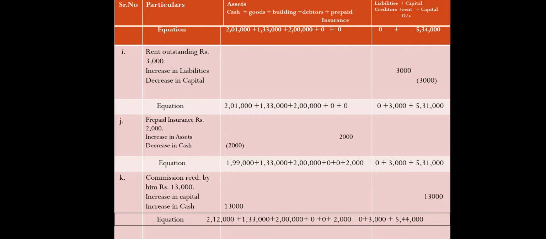Then comes commission received by him, rupees 13,000. You are receiving commission, it's an income for you. When there is an income, an increase of capital is automatically observed. So 13,000 we are going to include in the capital, that is capital increases, and at the same time you are going to receive the money. So that will be shown as a cash increase by rupees 13,000. So these are the patterns, this is the way we have to set up the equations.